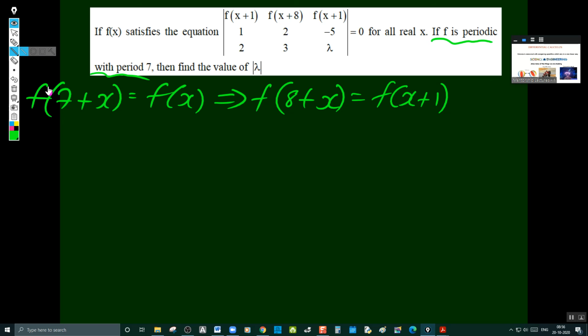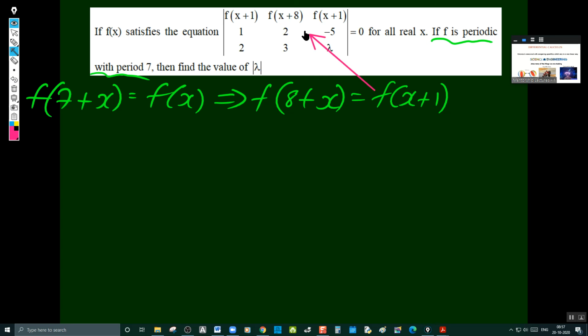Now by replacing this in the above determinant, what is it that you get here? Let us replace f of x plus 8 with f of x plus 1. What I mean to say, I'm replacing this with f of x plus 1. And thereby you will get f of x plus 1 out, common.